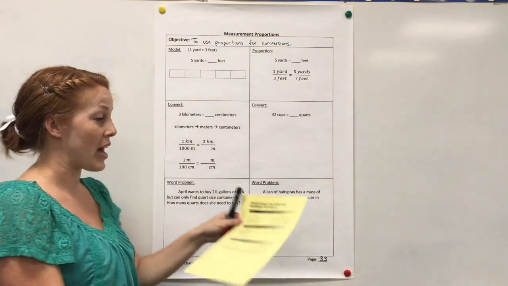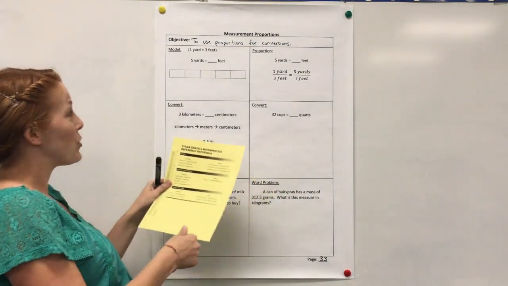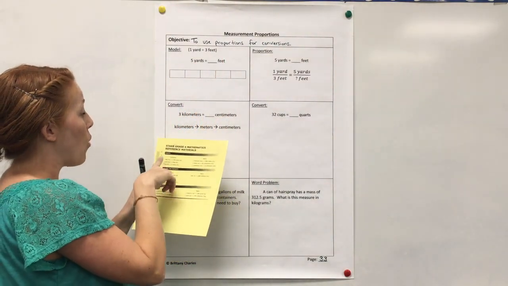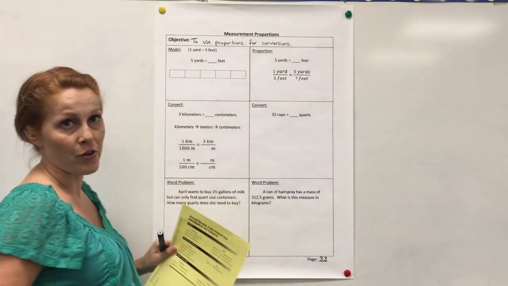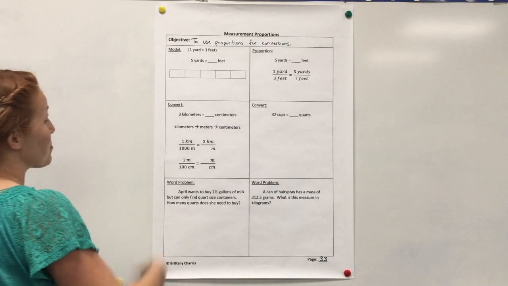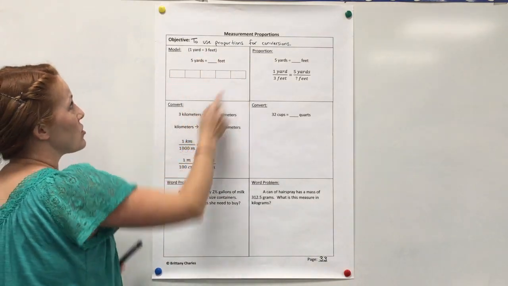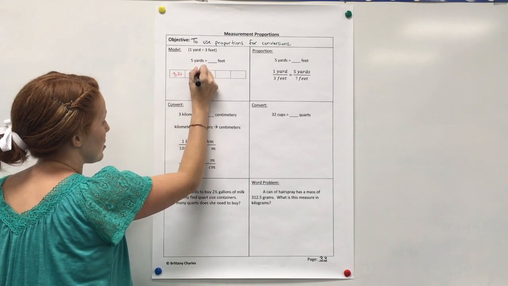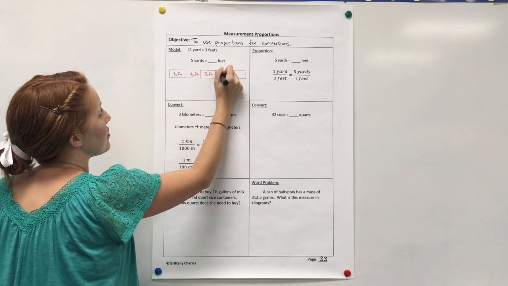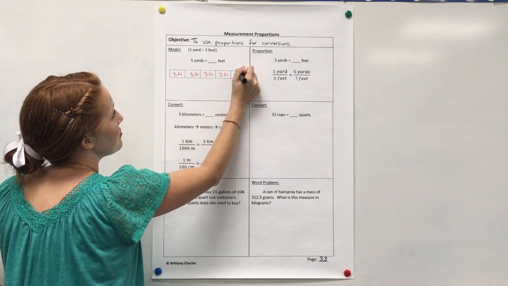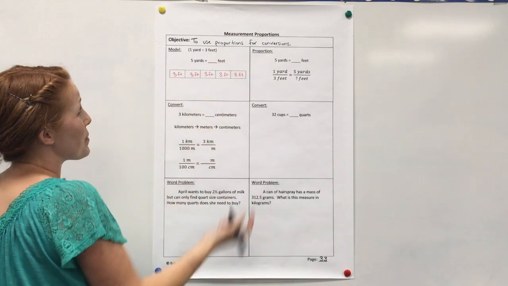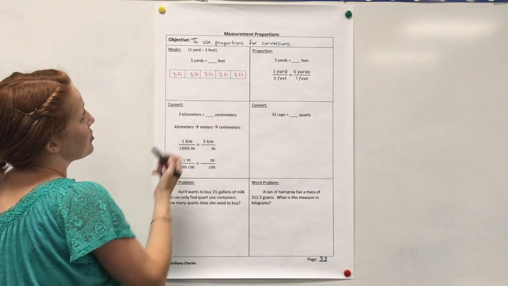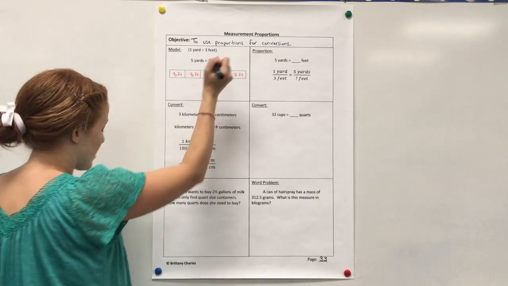All right, well first I'm going to look at my conversion chart, because I'm trying to convert yards into feet. I know that 1 yard is equal to 3 feet, and I've already put that on there for you. So I just made a little model representing yards. If this yard is equal to 3 feet, and this one is 3, and this one, and this one, and this one, then really what am I doing? I'm multiplying. This would be 3 times 5, which is 15 feet.